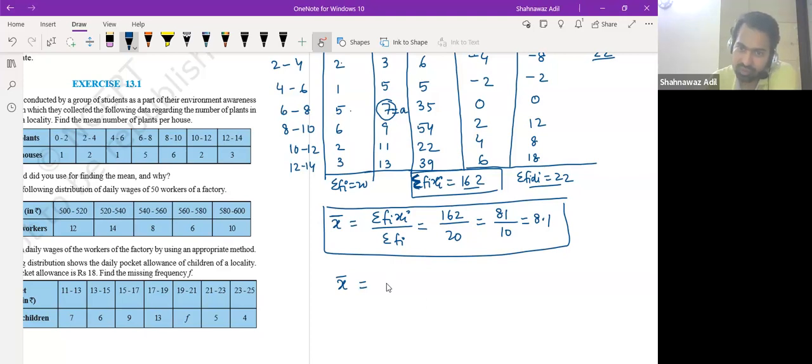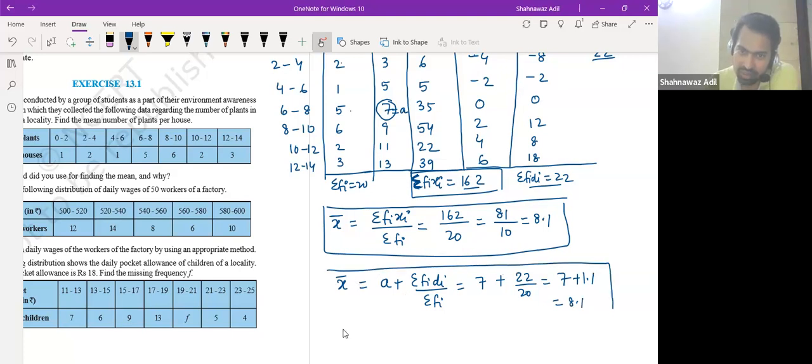So mean is A plus sigma FiDi by Fi. Good. A we have assumed is 7, plus this is how much? 22 divided by 20, which is 1.1. So we will get 8.1. You saw that the answer is exactly similar, but the method is different, right?